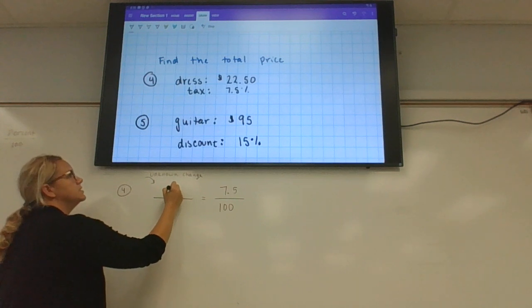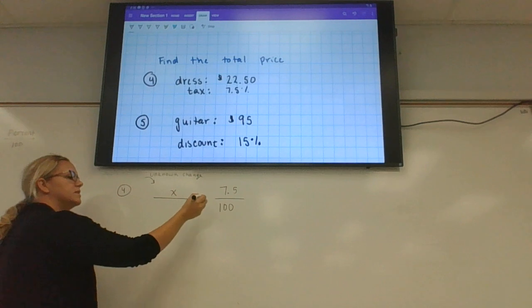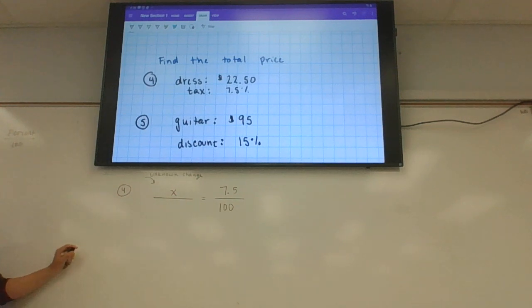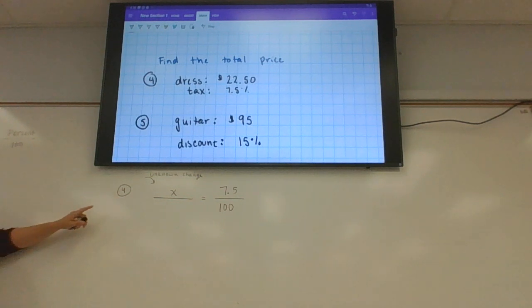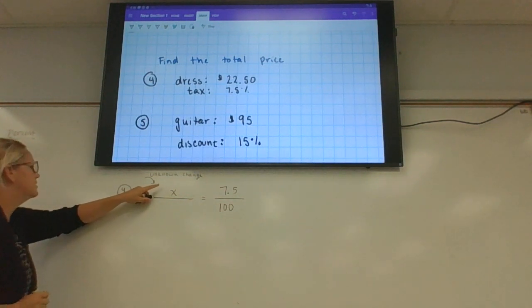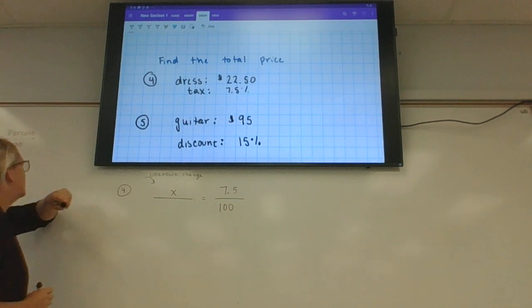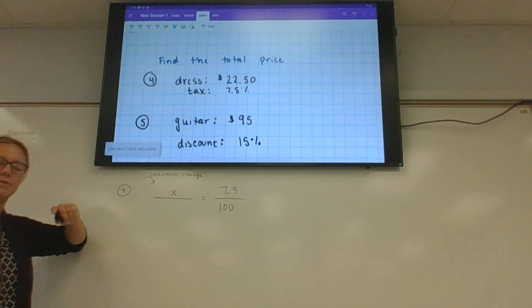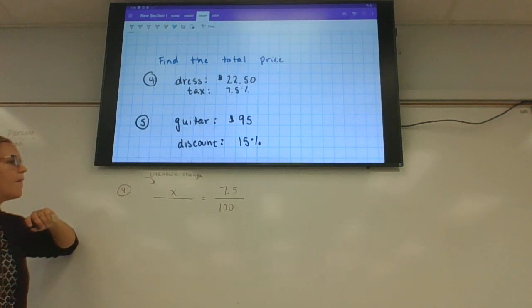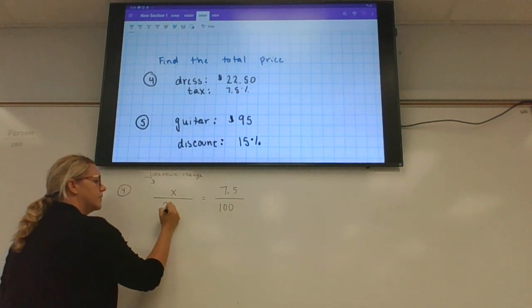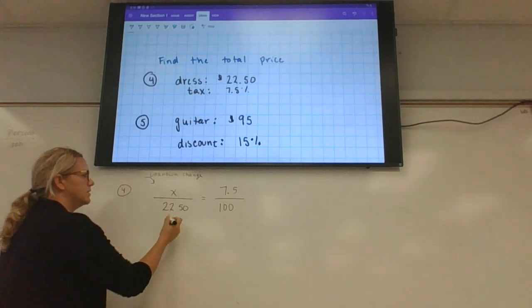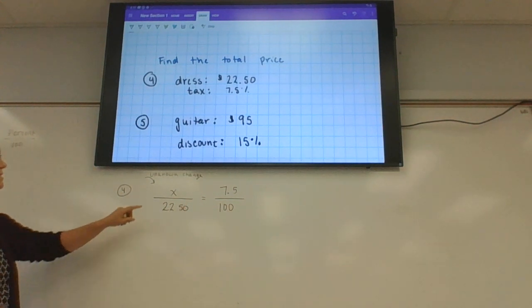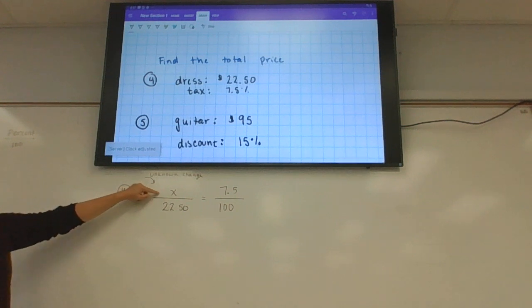I'm actually just gonna call this X. I don't want to call it P because it's not a percent. And on the other ones I put P here because it was percent. We could call it C for change or A for amount or X, or you can call it anything. And I wouldn't mark you wrong for calling it P, but I'm not gonna call it P. And then over 22.50. Yes. So this is actually going to tell us how much tax is added.